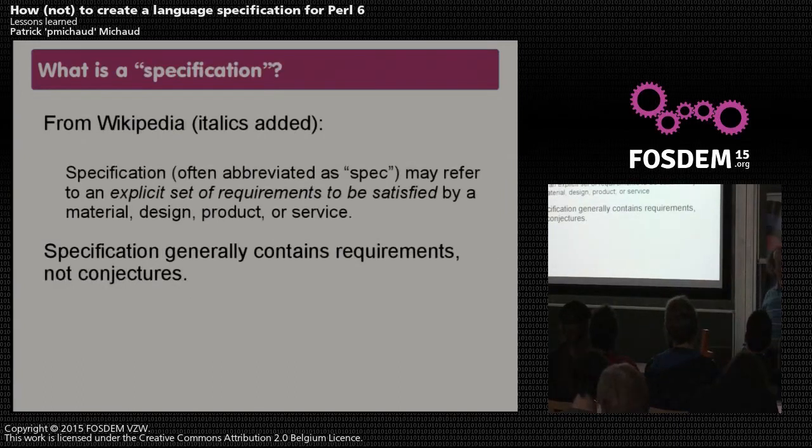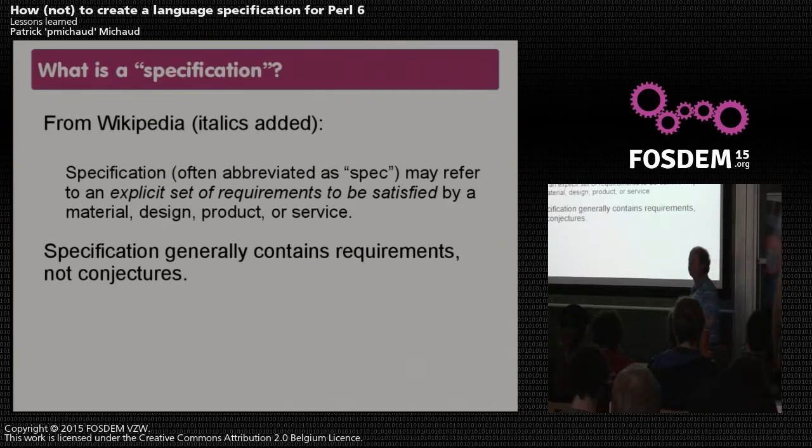So let's back up, instead of language specification: what is a specification? I went and looked on Wikipedia, because Wikipedia knows everything. And Wikipedia offered this, which I thought was pretty good. A specification may refer to an explicit set of requirements to be satisfied. That was the key thing I took away from this: if you talk about a language spec, then it's an explicit set of requirements to be satisfied.